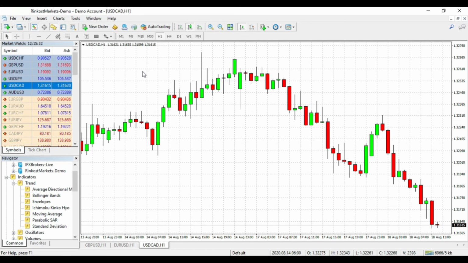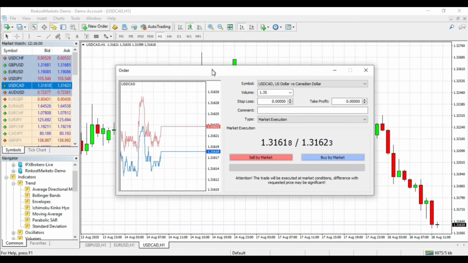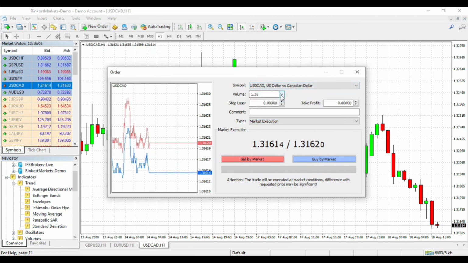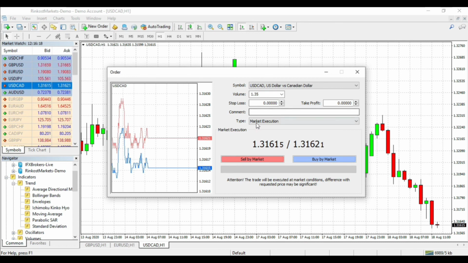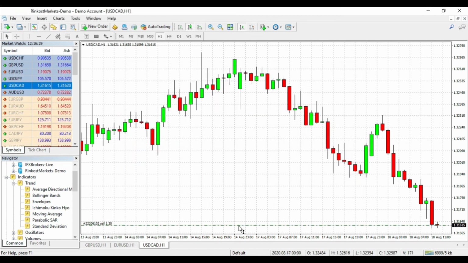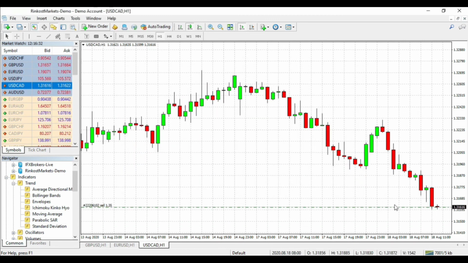So moving on to placing your orders, you can just click on the new order over here, and as you can see, this window appears, and you can select the specific symbol that you'd like to trade. You can select your volume, which is the different lot sizes we discussed earlier in the lecture, your stop loss, your take profit, which we'll dive into in more detail later on in this course, as well as the market execution. So you can just sell or buy at market. So let me just quickly sell at market, and as you can see, this order is immediately executed over here.